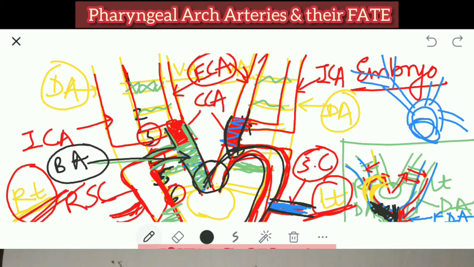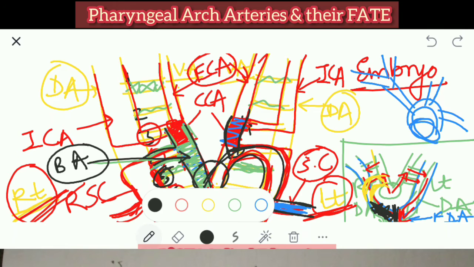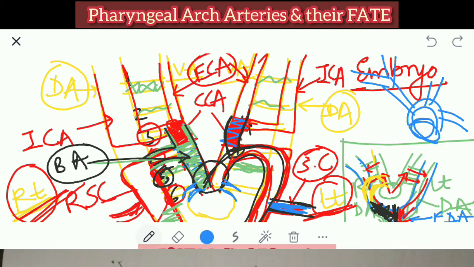Rest all regress. Okay, now the fifth one also regressed. This was the fifth one. You saw it. Now the sixth one, what happens? Now I will use blue color. Okay. So what happens? This initial part of the sixth arch on both sides develops the pulmonary artery. Pulmonary arteries fuse to form the pulmonary trunk. So now, on which side is the pulmonary trunk?